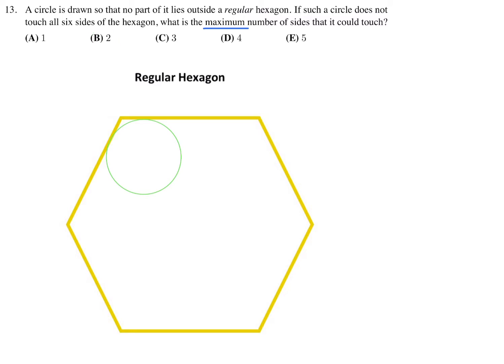Okay, well, the maximum number of sides is what we're looking for. So far we've got 2. Can we get more? Can we get a situation where a circle drawn touches 3 sides and only 3 sides? And the answer to that question is no. If a circle touches 3 sides, it will touch the other 3 sides also.